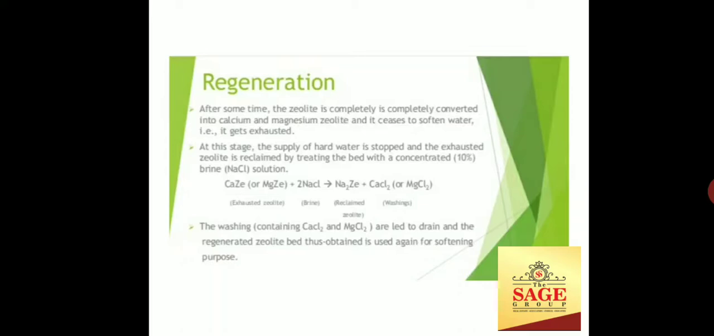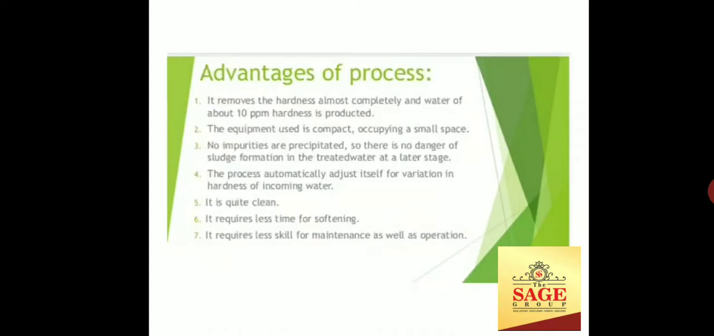What will happen? Just a reverse reaction will take place: calcium or magnesium zeolite will react with brine, and again exchange of ions will take place. Na will come into the zeolite bed, and Ca and Mg will go out of the zeolite bed, and in this way we recover the sodium zeolite again. So this is the regeneration of the zeolite bed. In this way the zeolite bed is regenerated.